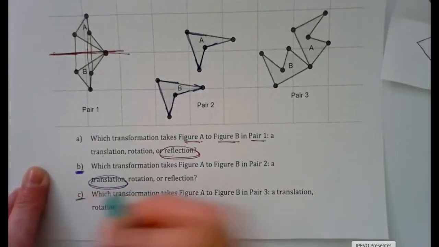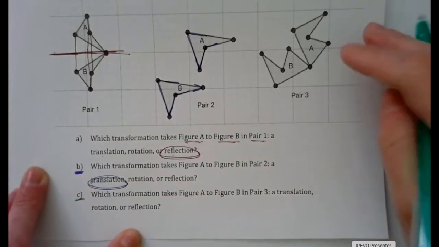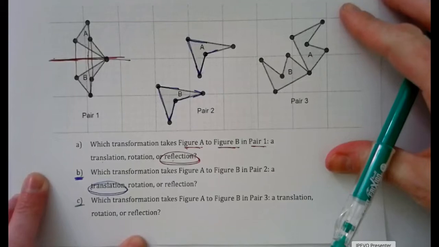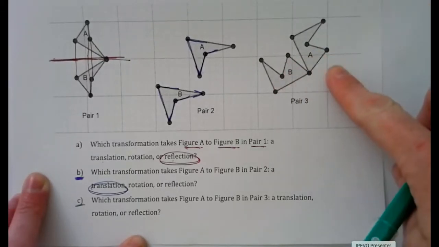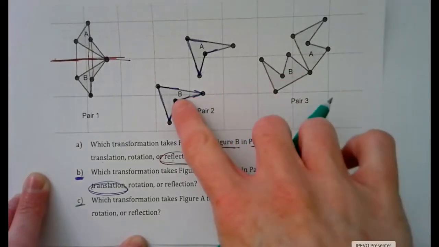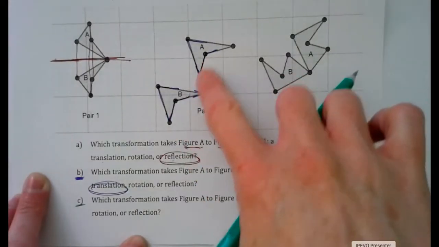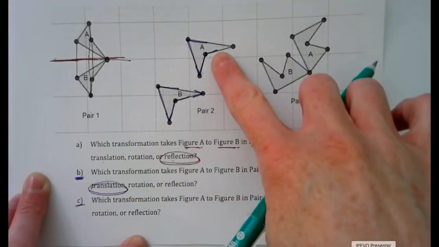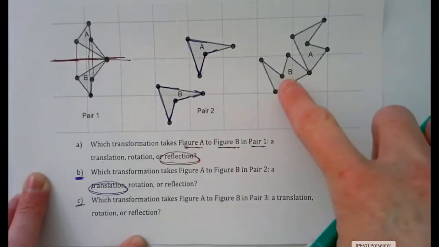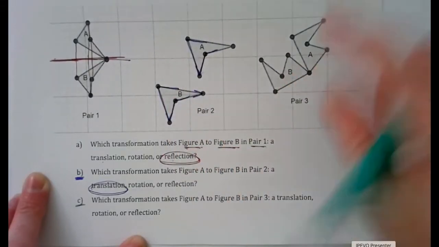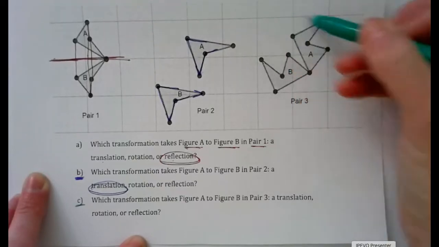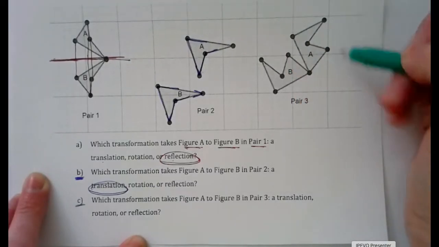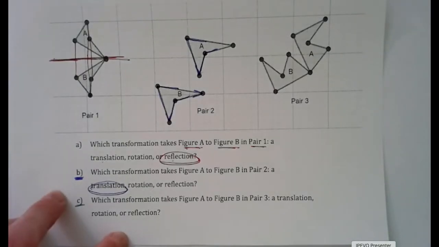In our last one, C, we're looking at pair number 3. Hopefully you can see that this does not look like a mirror image, so reflection is out. Translation, the two shapes look exactly the same, in the same direction and everything, just a different spot. These are in two different directions. Do you see how this indent is up and to the left? This indent is to the right. That's a telltale sign that we're not dealing with a reflection either.